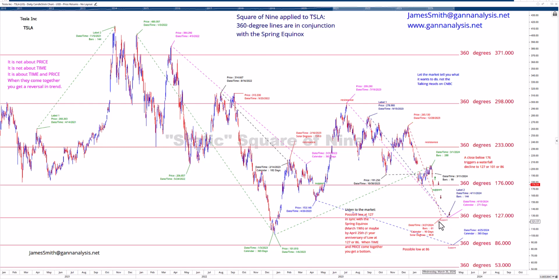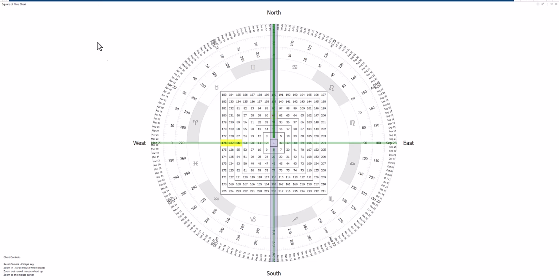It could be March 19th in sync with the spring equinox. And the nice thing about the spring equinox, 127, remember that number? If we go back to the square of 9, notice that 127 lines up with March 21st. Actually, this year, the spring equinox is March 19th. So if you see Tesla get down to 127 by March 19th, that might be some sort of low.